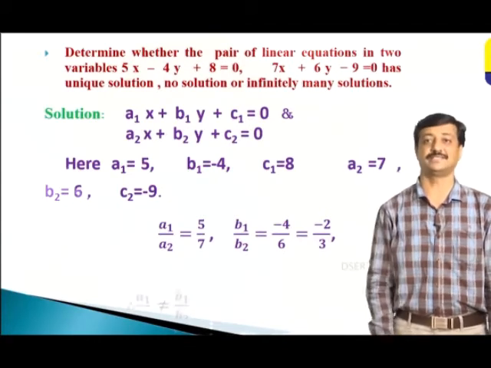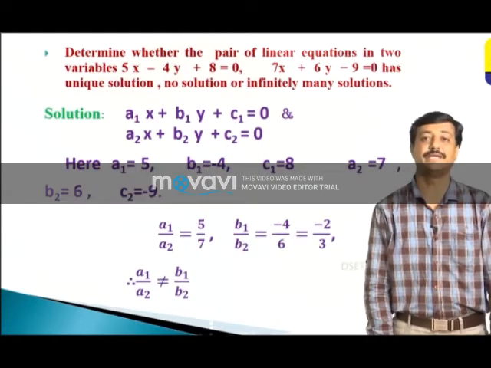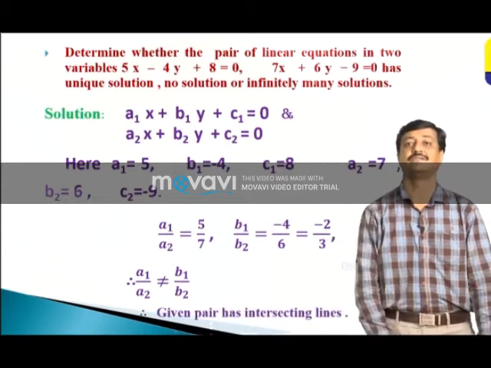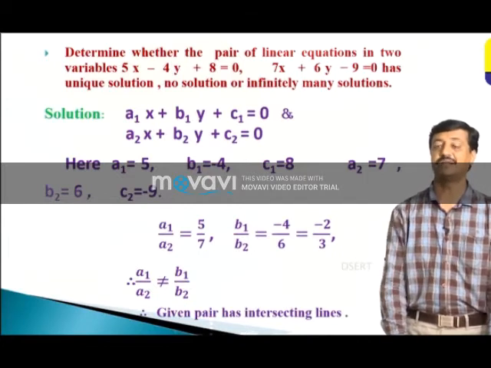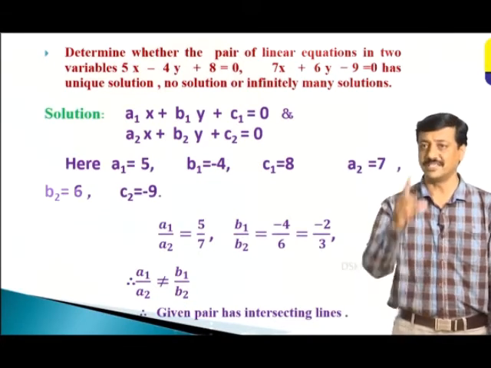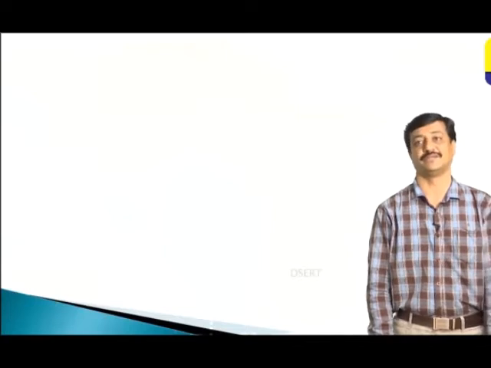So, in this case, you can come to a conclusion that the ratio a1 by a2 is not equal to b1 by b2. Based on our table, the given pair has intersecting lines. The lines intersect each other. If the lines intersect each other, there is only one common point on the two lines. If that is the case, the pair has a unique solution.